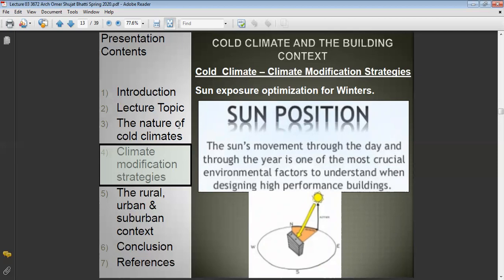Sun movement through the day and through the year is one of the most crucial environmental factors to understand when designing high performance buildings. We have to evaluate how far and in which direction the sun is moving, which building site has that much exposure, and whether our living spaces or functional spaces are on those sites or not.